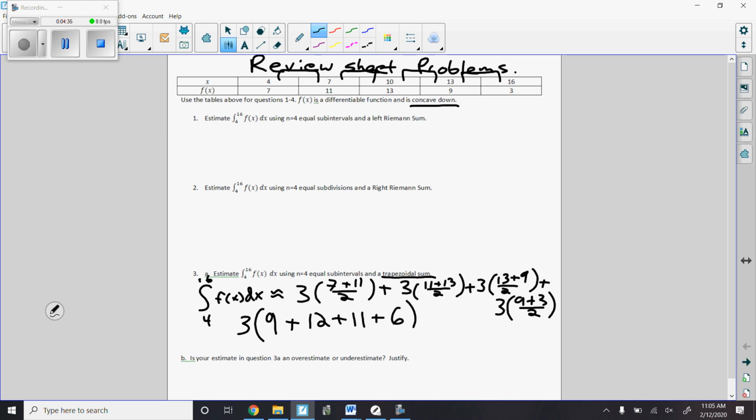9 plus 11 then, right? I can add in any order I want. 11 and 9 are nice because they add to 20. So those two add to 20. 12 and 6 add to 18. 20 plus 18 is 38. Then I'll just do 38 times 3. That's 24. 3 times 3 is 9, plus 2 is 11. So I get an answer of 114. Okay.